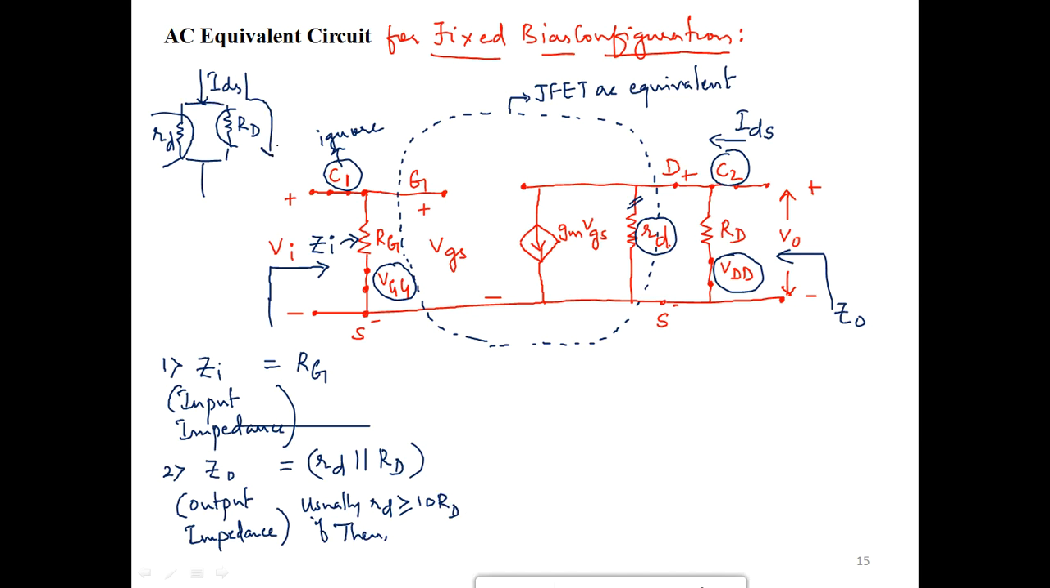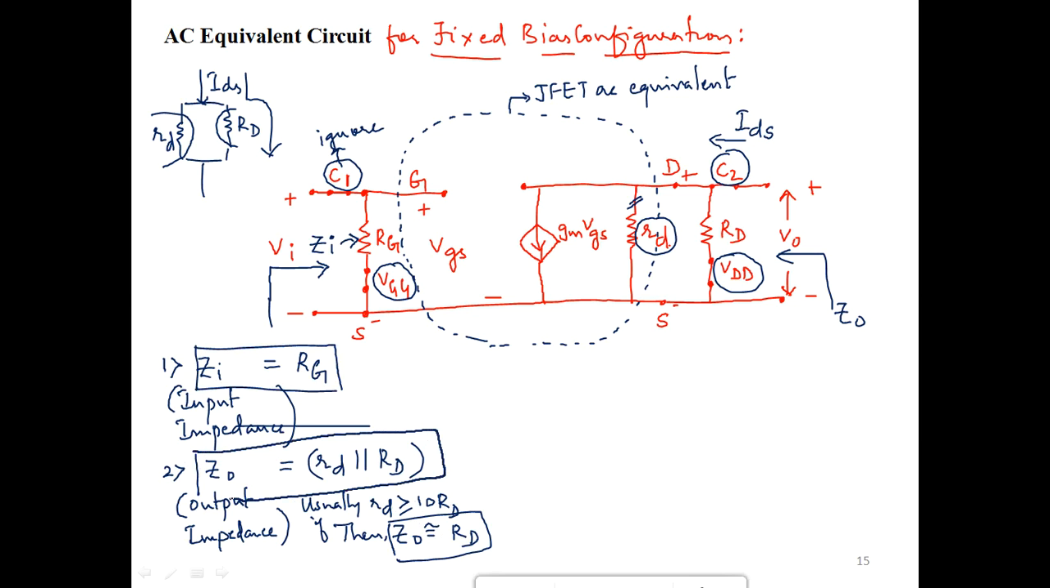So it usually flows through this path. If both of them are comparable, then the current splits equally. However, if one resistance is much higher when compared to the other, then the current usually flows through the least resistance path. Then the output impedance can be given as almost equal to capital Rd. This expression holds good only when small rd is at least 10 times capital Rd. So that's the expression for input impedance and that's the expression for the output impedance.